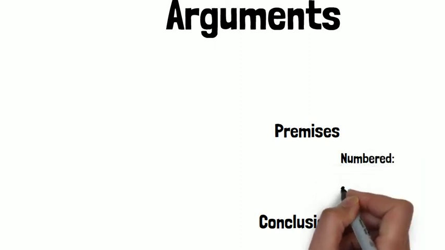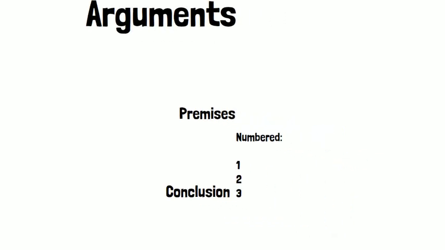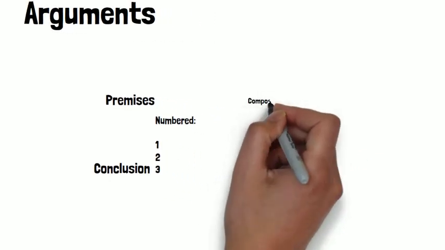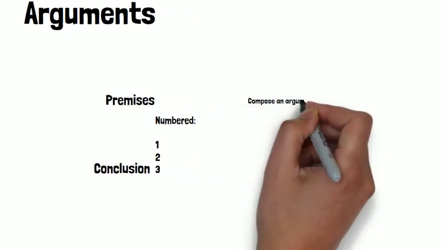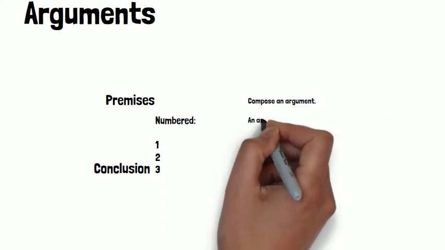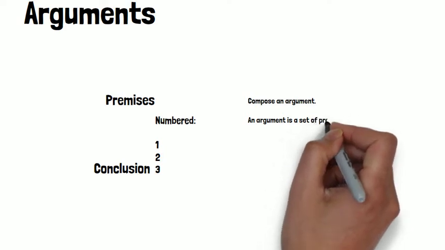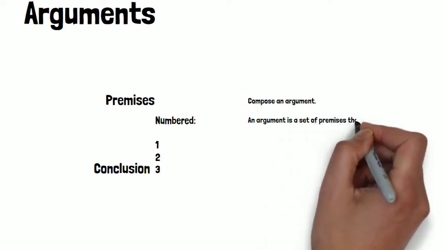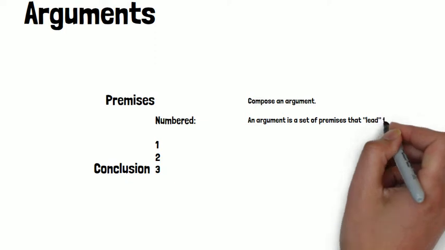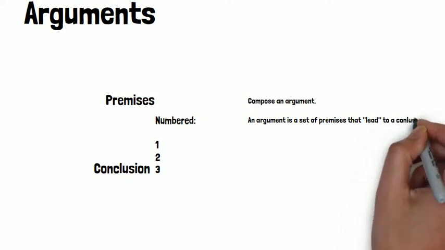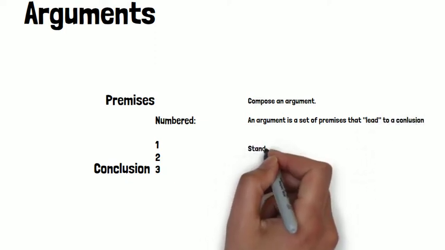You can see this with the numbers. Premises are usually numbered 1, 2, and the conclusion is also numbered, typically, well, in our case here, 3. So when you compose an argument, you want these premises to be tied with each other. They need to work with each other so that they can lead the reader to the conclusion, right? If they buy into the first premise, then you want them to buy into the second premise, et cetera, et cetera.